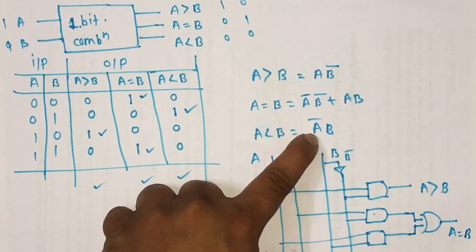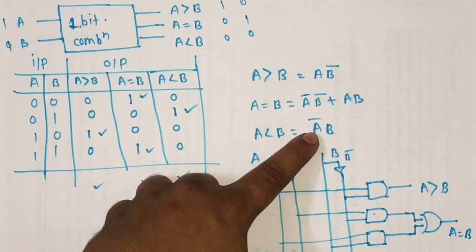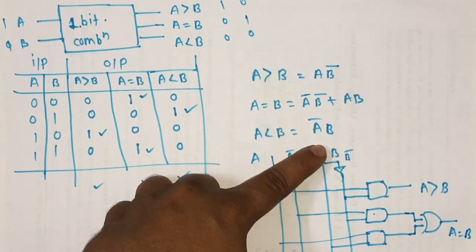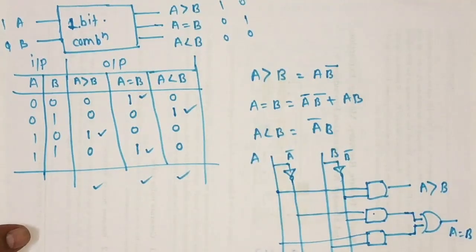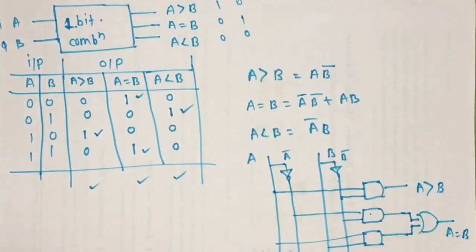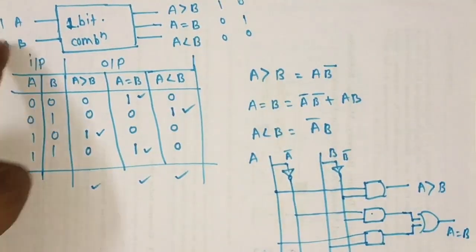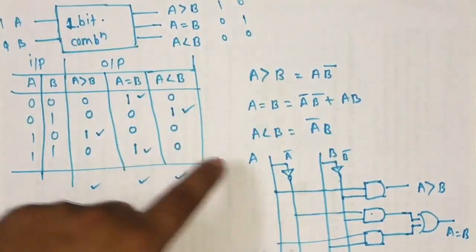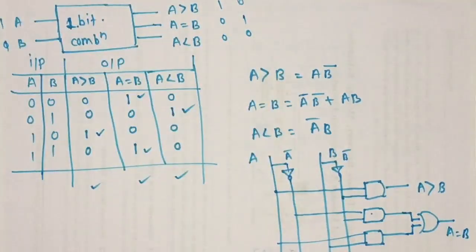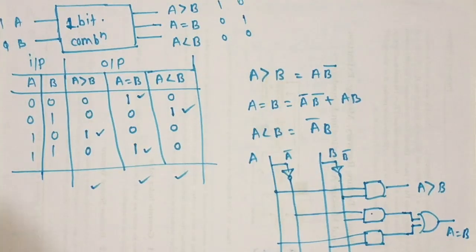So I will take one more AND gate for A less than B. The inputs connected to this AND gate are A bar and B. This circuit will work as a 1-bit comparator if we use logic gates. If we implement such a design, then we say that this circuit is equivalent to the 1-bit comparator. In this way we can implement any type of circuit.